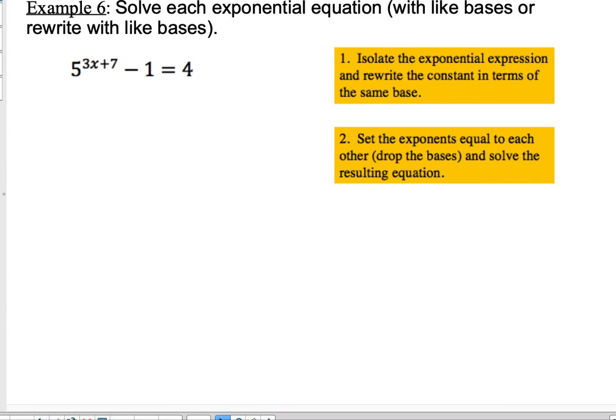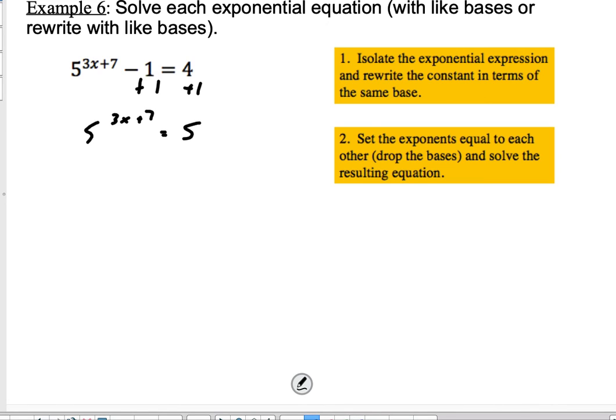So example 6 here. So again, we want to write these with the same bases, but let's go ahead and isolate the exponential expression first. So I'm going to get rid of this minus 1 here, so I'm going to add 1 to both sides. Now the exponential there is isolated by itself there.